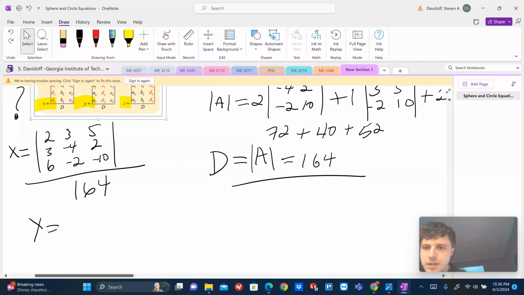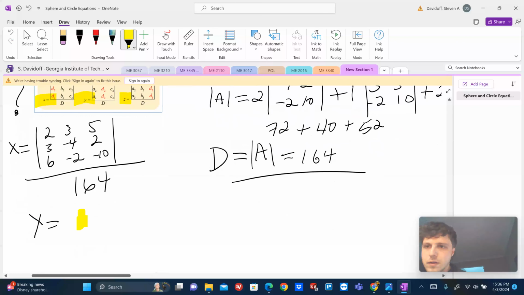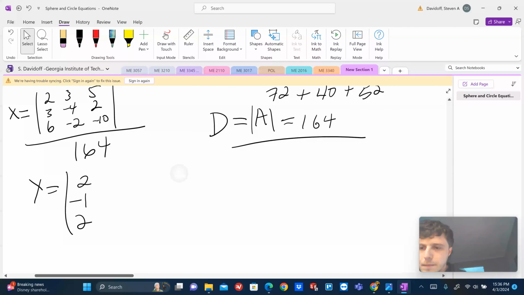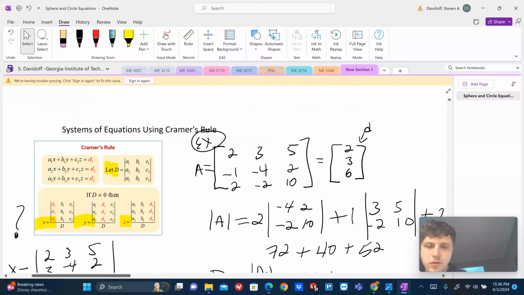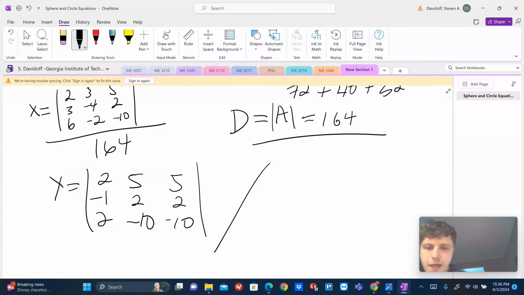So coming back down here, I'm going to take my 2, -1, and 2. 2, -1, and 2. Then I'm going to take my D1, 2, and 3, and then 5, 2, and -10. Solve that one, divide it over 164, get my numbers for y. So that's how I get y. This is how I get x.